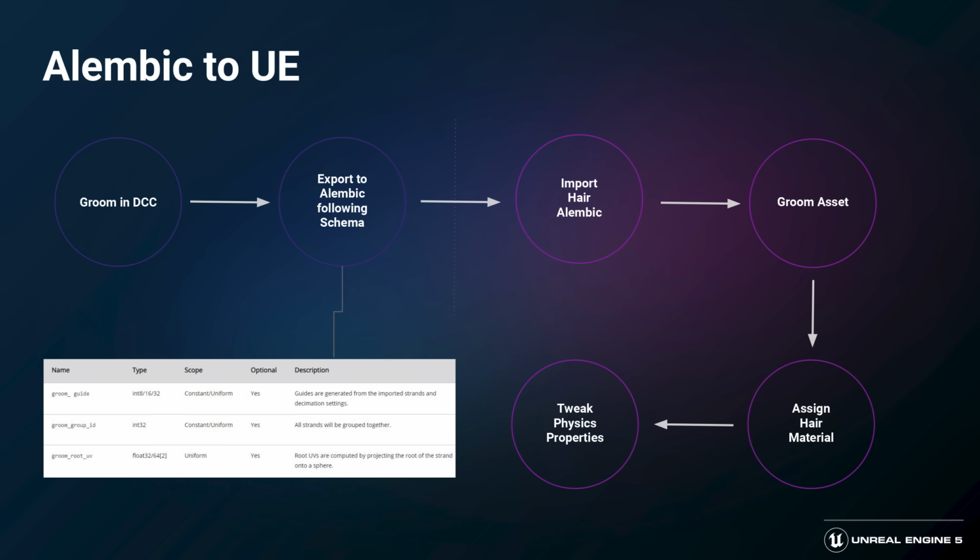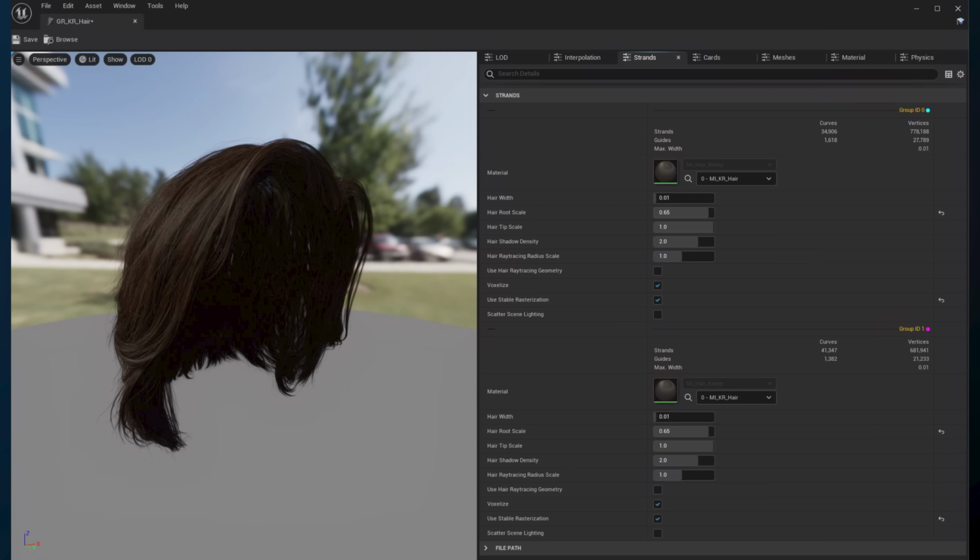Once imported, the groom is represented by a groom asset. The groom asset editor is the home of all things hair related. Here you can define LODs, including card and helmet-based LODs, assign materials, and adjust physics parameters.